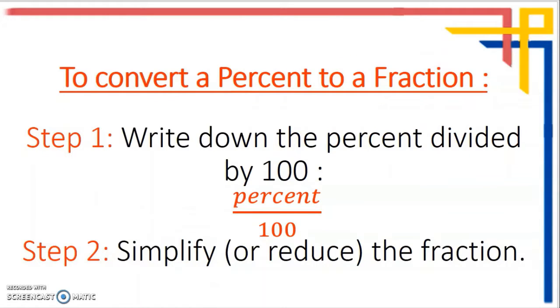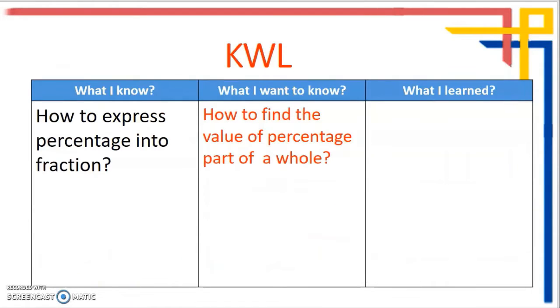To convert percent to a fraction, we have two steps. Write down the percent divided by 100. So this is the form. On the numerator, the percent, and the denominator will be 100. Step 2, simplify or reduce the fraction.